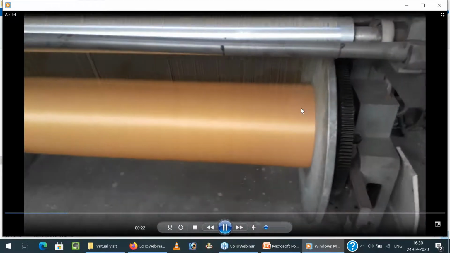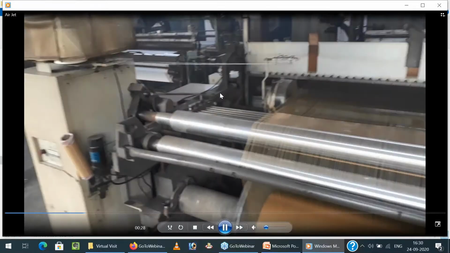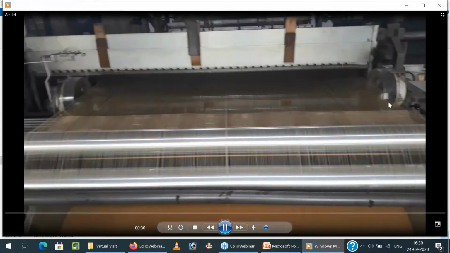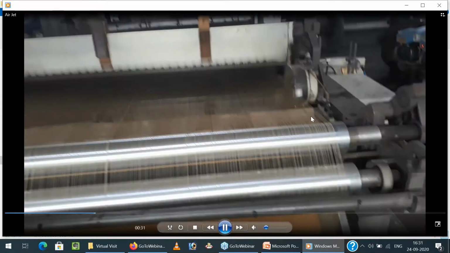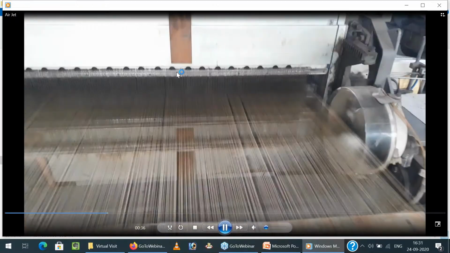Okay, so here is the warp beam. Warp beams are there at the back side. Then these are the filling shaft. The filling shaft is moving very fast. It is 700 to 800 or even more than that RPM.